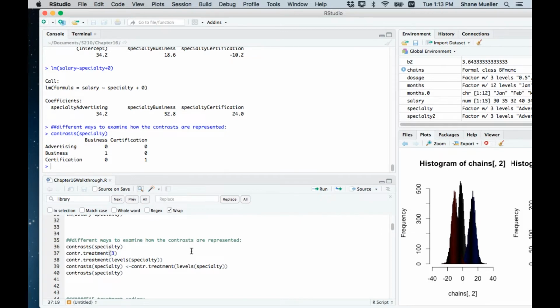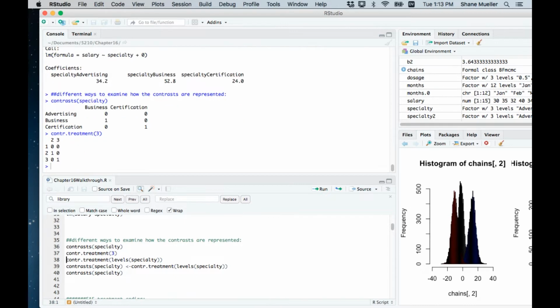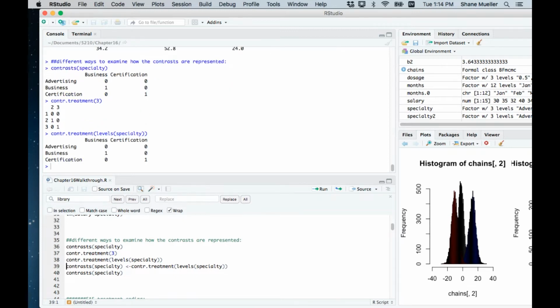So if you look at the contrasts, I can create with the function contr.treatment a set of treatment contrasts by giving it the number I want. You can see that this matrix here is identical to this except without the names. And if instead of giving it numbers, I give it named levels, 3 named levels, like the levels of specialty, it creates an identical one. So this is exactly what is embedded within the factor.